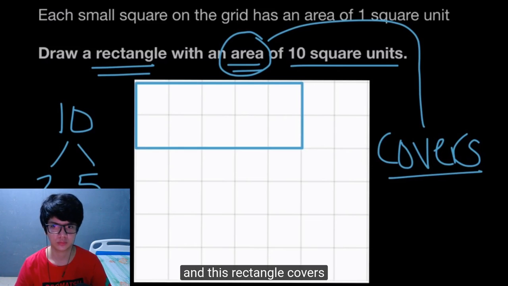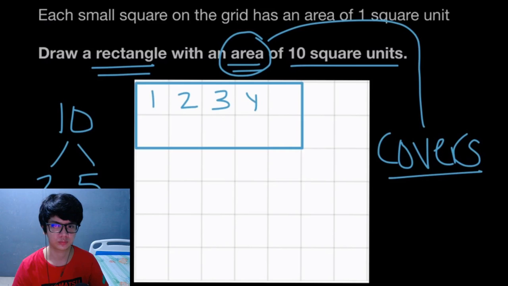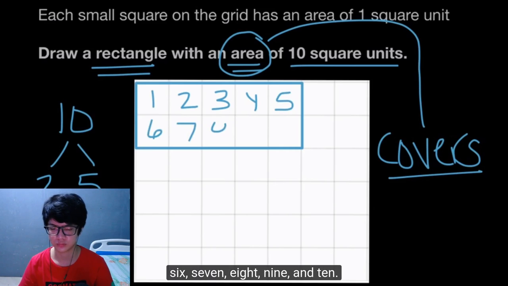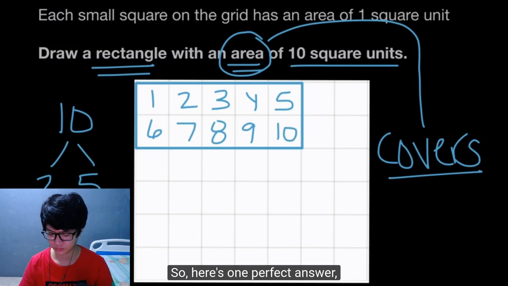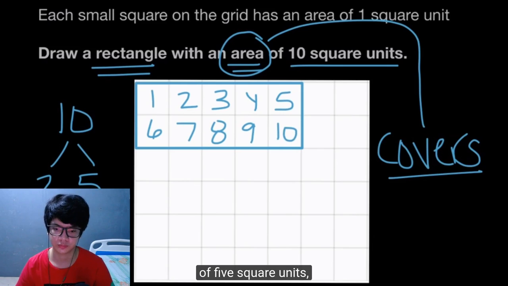And this rectangle covers 1, 2, 3, 4, 5. There's the first row of five. And the second row of five has unit squares 6, 7, 8, 9, and 10. So here's one perfect answer, a rectangle that has two rows of five square units.